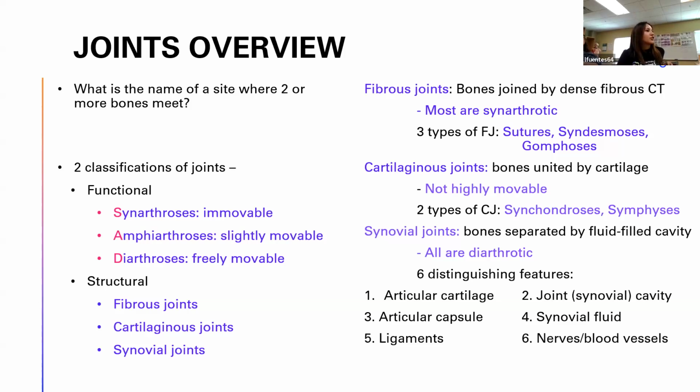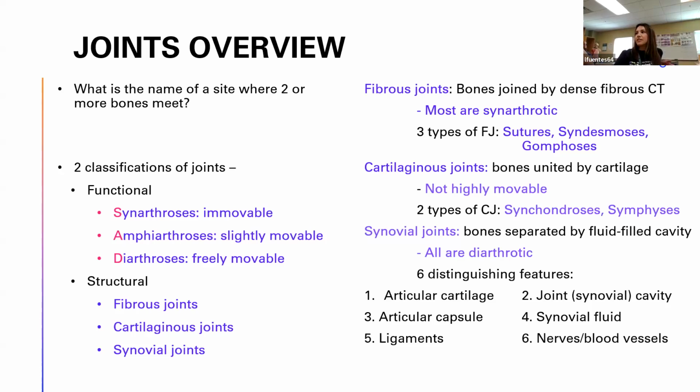And again, these don't move. They can expand, but they don't necessarily move like some of our other joints. And then the last type of joints are synovial joints. These are bones separated by a fluid-filled cavity. All are diarthrotic. And these are like the big types of joints that you need to know for your exam.